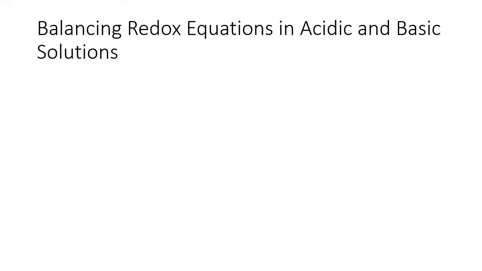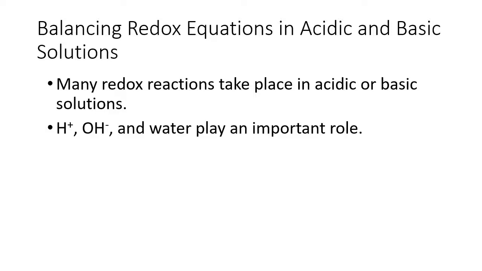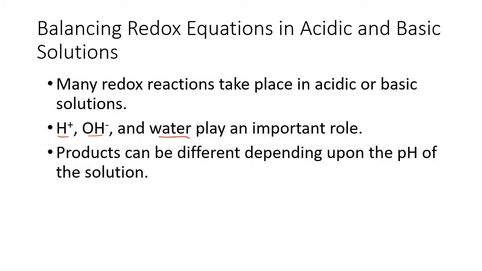In the last few examples we did of balancing redox reactions, we were assuming that those reactions were carried out in a neutral solution of just water. But many redox reactions are also carried out in acidic or basic solutions. This can dictate the products that are formed. When we have an acidic or basic solution, the hydrogen ion, the hydroxide ion, and water play an important role in the overall balanced equation. The products can change depending upon the pH of the solution.